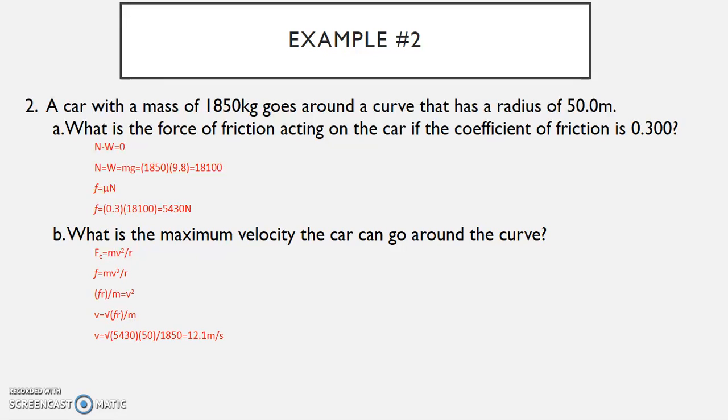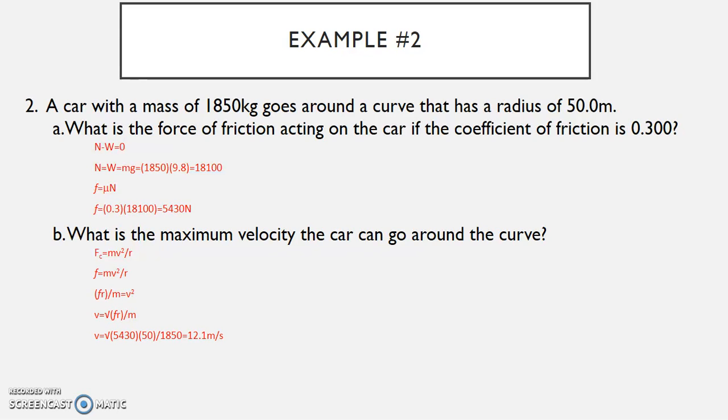Think about the formulas that you need. We have the force, which is found in newtons, minus the weight equals 0. Remember, the weight equals mass times gravity. So if we plug in what we know, we have the mass of the car, which is 1,850 kilograms, times gravity, 9.8. So we're going to get 18,100. Then we're going to plug in what we know from the coefficient of friction, which is 0.3 times that 18,100, and we should get 5,430 newtons.